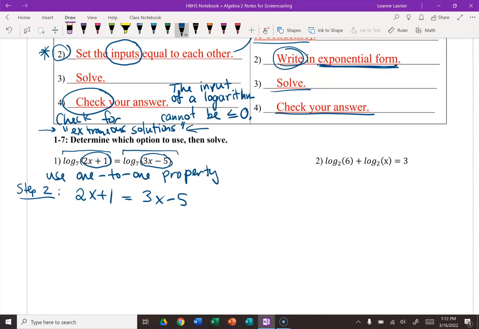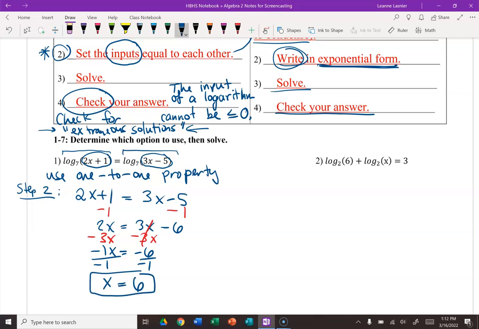And then now this is just a linear equation. So I just solve it using first semester strategies. Get the numbers together on one side, the variables on the other side, basically just trying to isolate the variable. So I get x is 6. This is the solution I get to the equation in number 1. So I just want to check and make sure that if I plug 6 into either of these logarithmic expressions, the inside stays positive. Here, if I plugged it in, I'd have 12 plus 1, so that's positive. And then here, if I plugged it in, I'd have 18 minus 5, which is also positive. So this is, in fact, our solution for number 1.